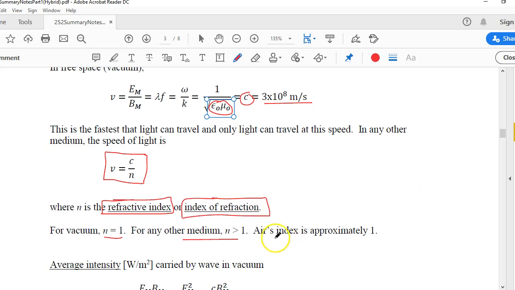Air's index, you'll see a lot when we do examples or homework or tests. We'll assume that air's index is approximately 1. It's slightly bigger than 1, like 1.0004, and so on. And sometimes that's an important difference, that it's not exactly 1. But most of the time, we're going to assume it's close enough to 1.